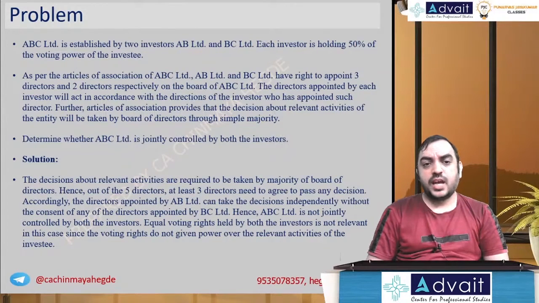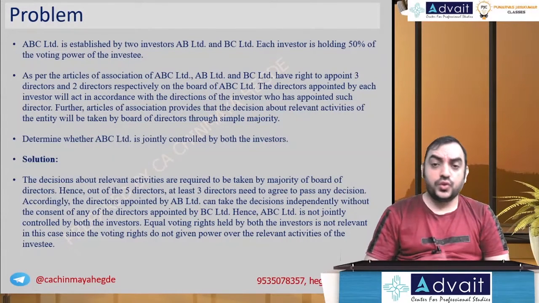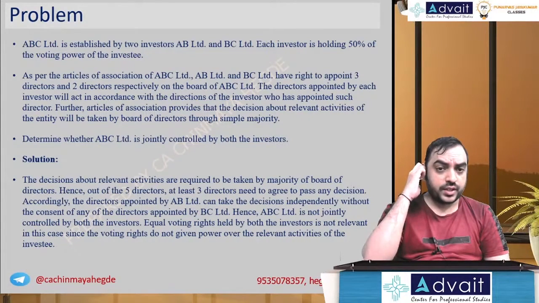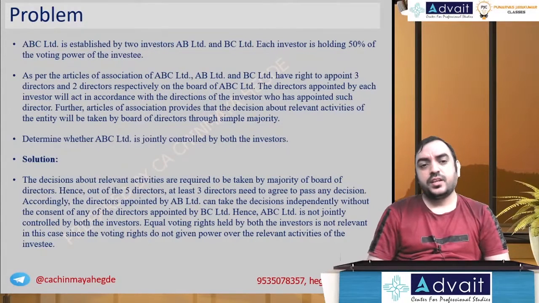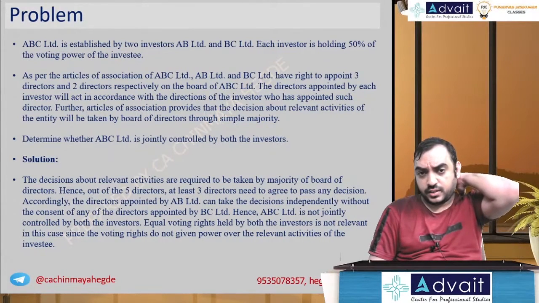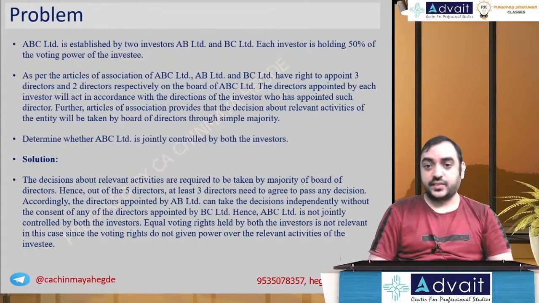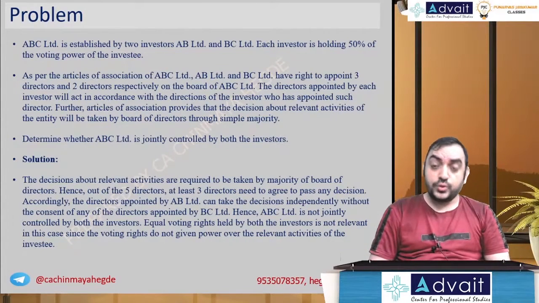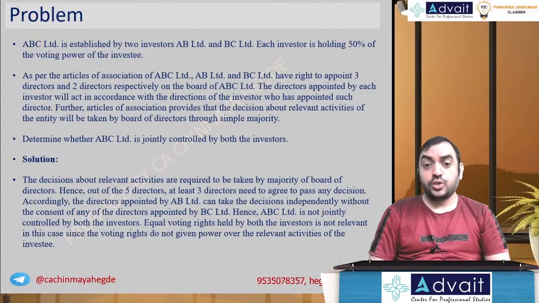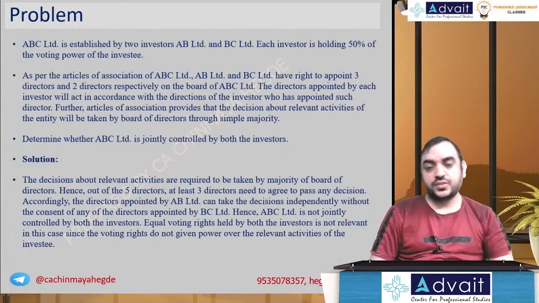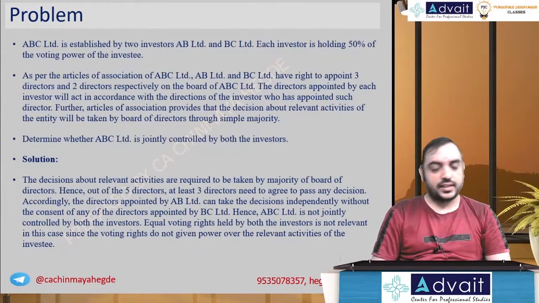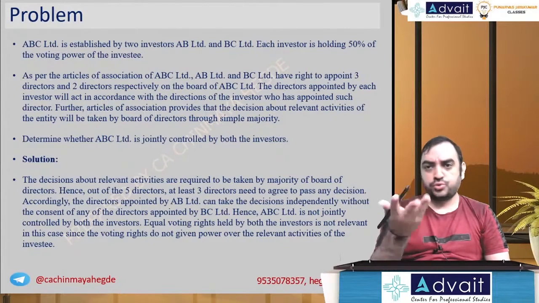ABC Limited is established by two investors, AB Limited and BC Limited, each holding 50% of voting rights. Okay, 50-50. As per the articles, AB Limited and BC Limited have the right to appoint 3 directors and 2 directors respectively on the board of ABC Limited. The directors appointed by each investor will act in accordance with the directions of the investor who appointed them. You listen to whomsoever appointed you.